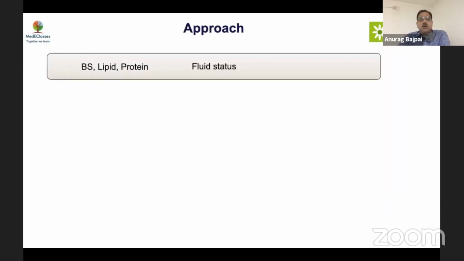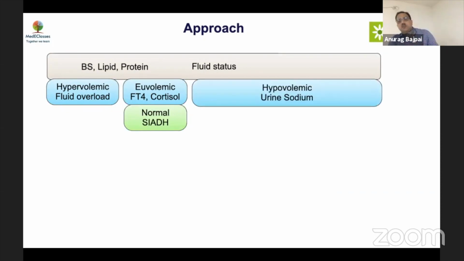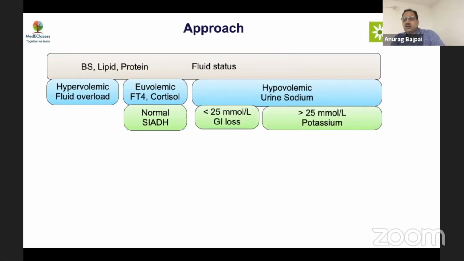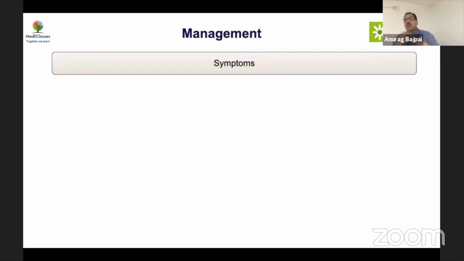So the approach to hyponatremia depends upon excluding pseudo-hyponatremia. Look at fluid status; too much volume, think of a fluid overload. Euvolemic, exclude CAH and cortisol deficiency and thyroid, and then you have SIADH. While if it's hypovolemic, look at urinary sodium. Less than 25 is GI loss; more than 25, look at potassium: low is tubulopathy, and high is a renin-angiotensin defect. So basically, you're looking at volume and potassium, and that's giving you the clue in that regard.